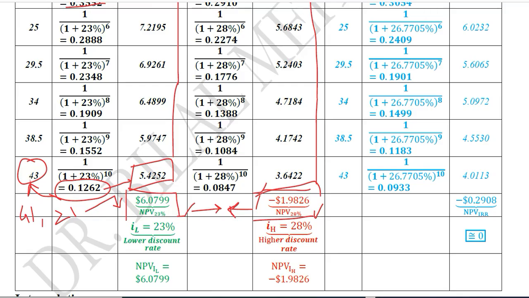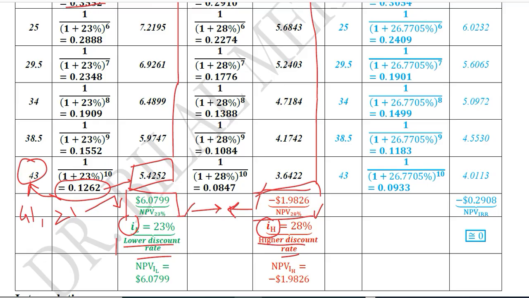That is, I can see that 23% is the discount rate at which the last positive NPV occurred, and 28% is the discount rate at which the first negative NPV occurred. So 23 is a lower value as compared to 28, so I call it the lower discount rate. 28 is definitely higher as compared to 23, so I call it the higher discount rate. And then I have these notations IL and IH. They are representing these values.